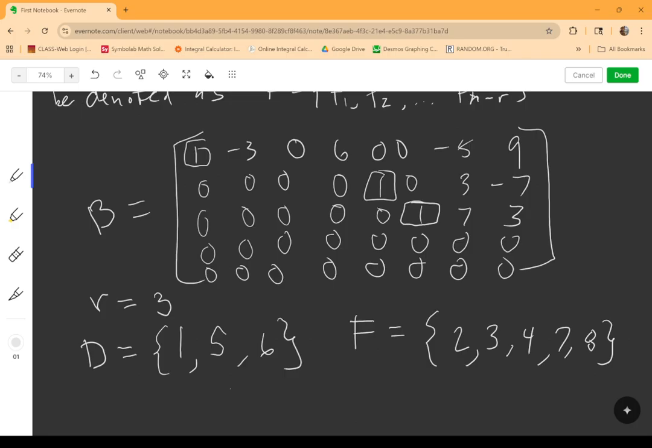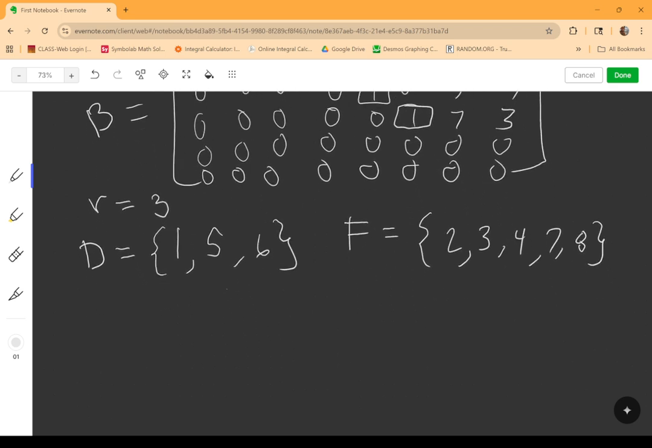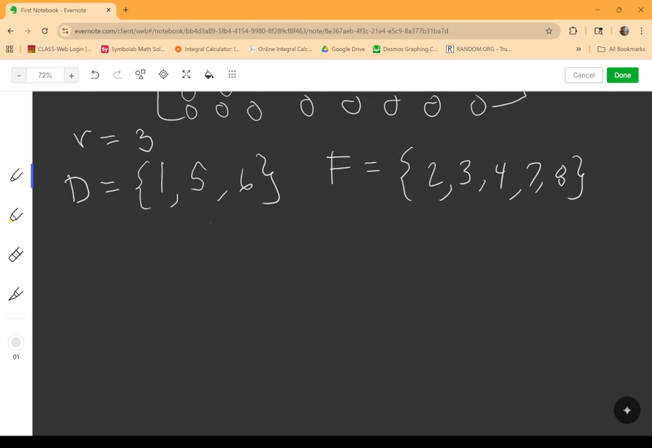We use this reduced row echelon form to build these sets D and F, so that we can write the solution set from the augmented matrix. Here is where we want to define what makes a variable dependent versus independent.